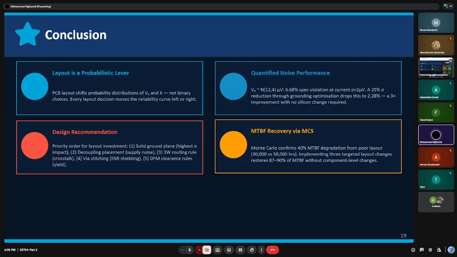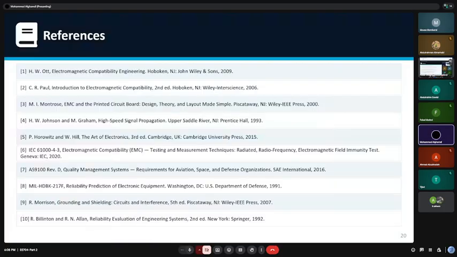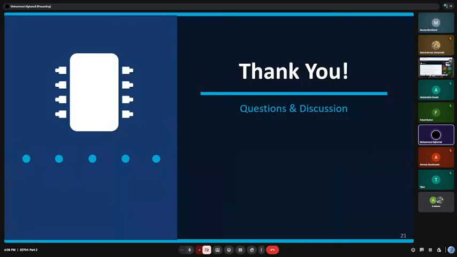MTBF recovery via Monte Carlo simulation. Monte Carlo simulation confirms a 40% MTBF degradation from poor board layout, going from 50,000 to 30,000 as a baseline. Implementing 3 targeted layout changes restores up to 90% of MTBF without component level changes. These are the references I used, and this is the presentation.